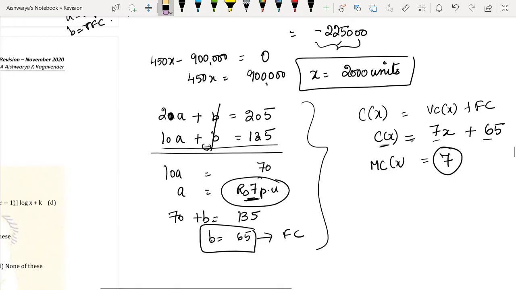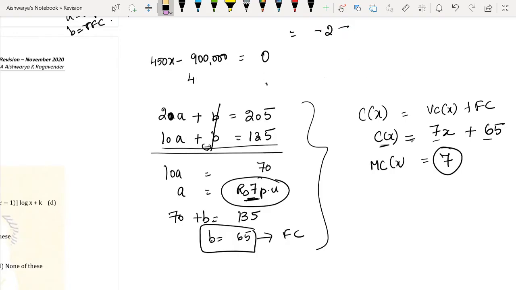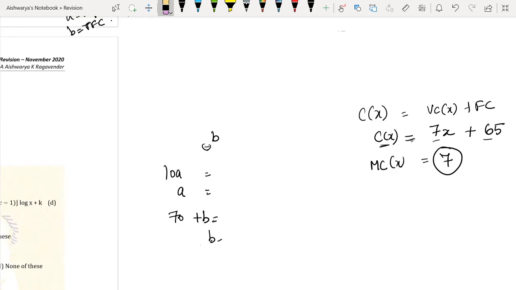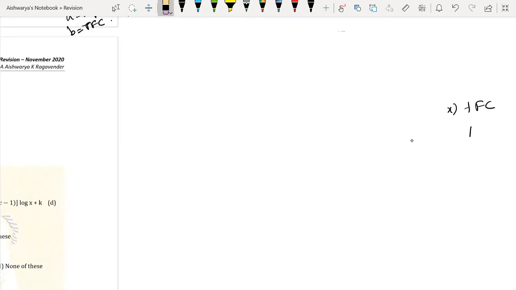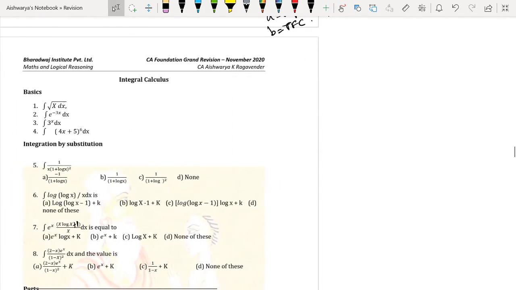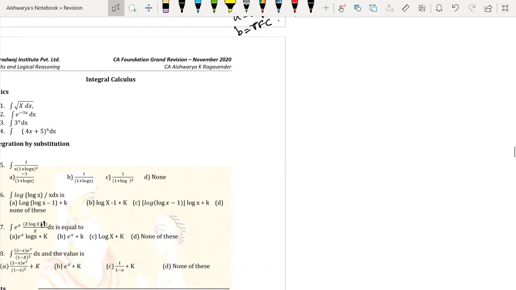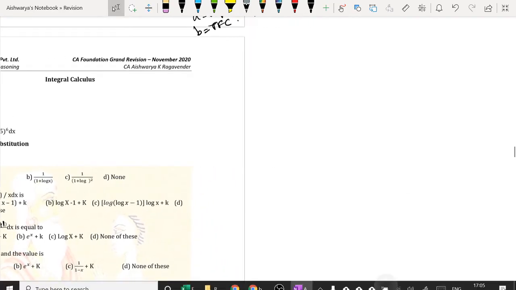We will move to integration now, integral calculus. Okay. Moving on to integral calculus. First, before we start, you should know that integration is the reverse of differentiation.